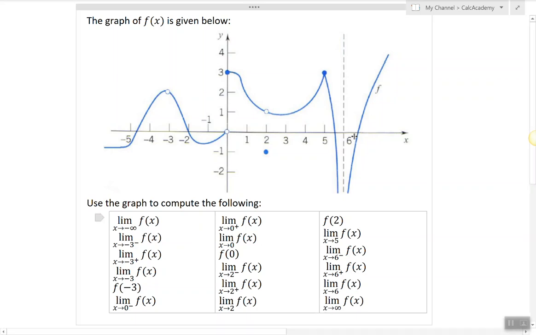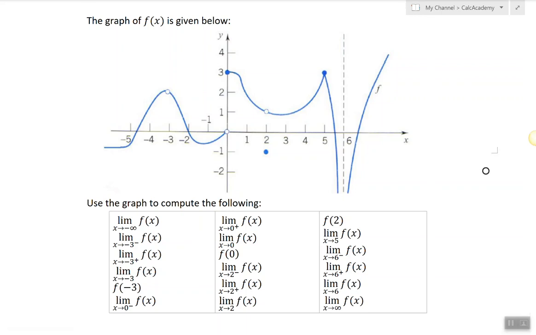In this video, I will show how to find the limit of a function using the graph. So in this problem, the graph is given, and we just have to describe the behavior of the graph using the language of limits.